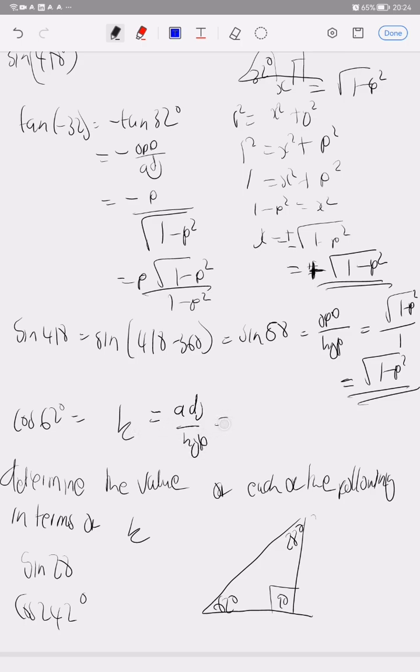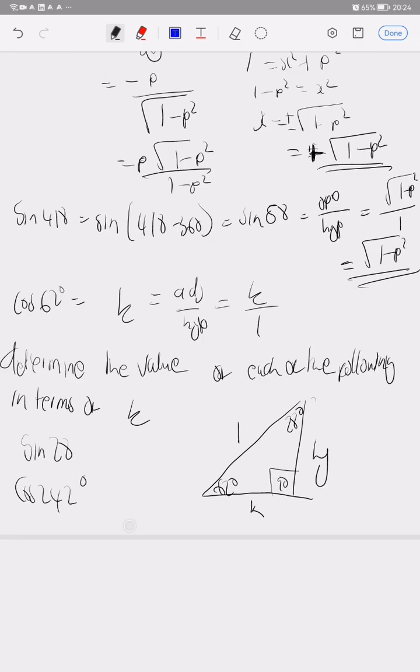So I have to write this as a fraction. It's just k over 1. So my adjacent for this one is k. My opposite will be y, which I don't know, so I have to solve for y. We say x squared plus y squared is equal to r squared, right? So 1 squared is equal to k squared plus y squared. Therefore y squared is equal to 1 minus k squared. Therefore y is equal to the square root of 1 minus k squared.